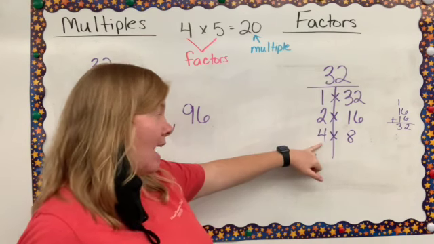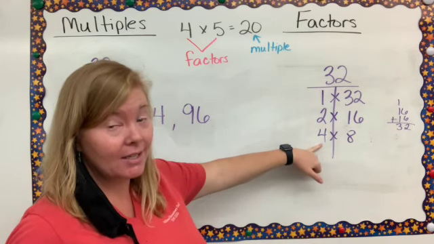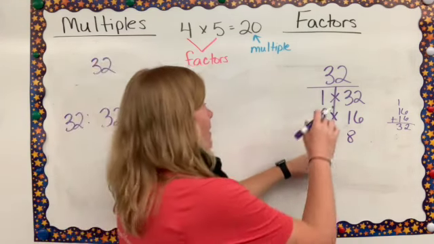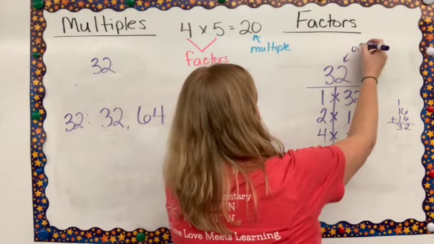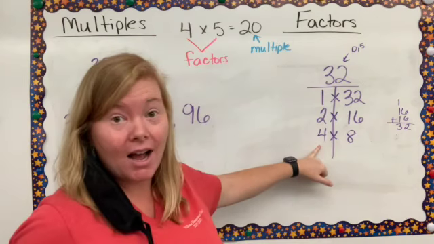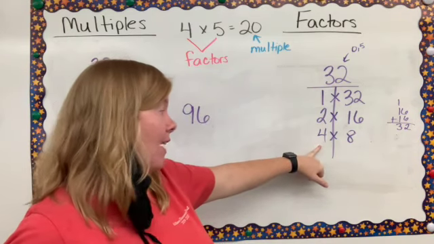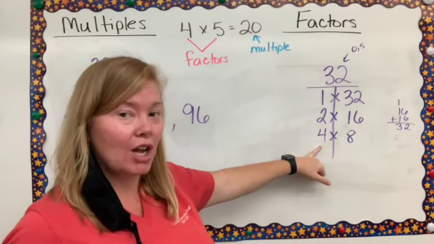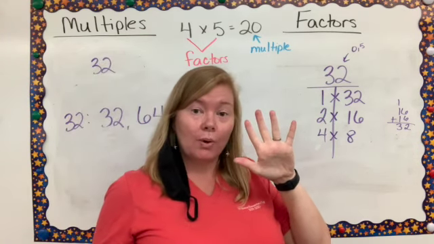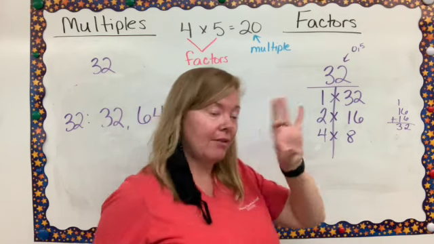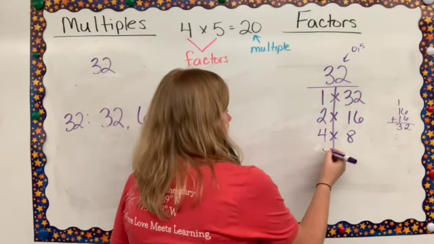Let's check with 5s. I don't really have to check to see if 5 works because I know that the only way 5 will work is if this number right here is a 0 or a 5. Since it's not, the number in the ones place is not a 0 or a 5, I don't have to check it, but I'm just going to check it in case you guys didn't know that. 5, 10, 15, 20, 25, 30, 35. Nope, I skipped over it. Let's try 6.